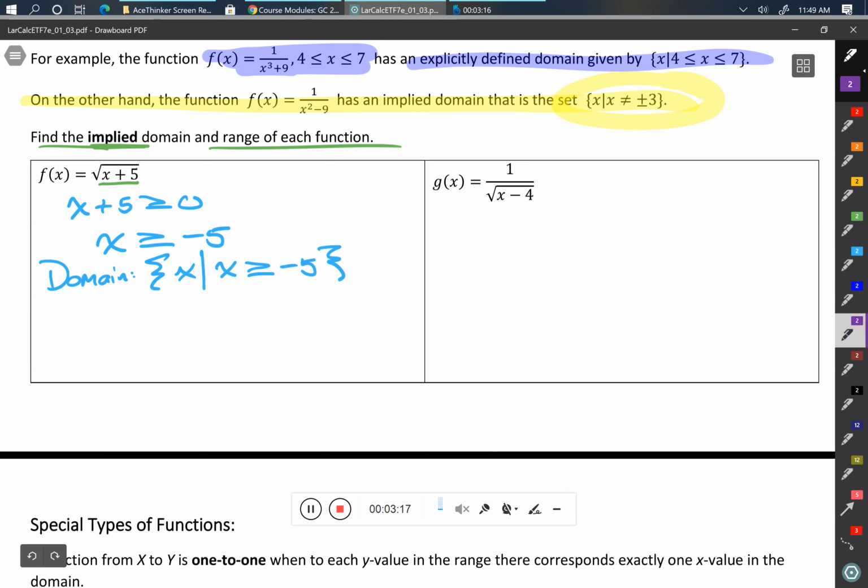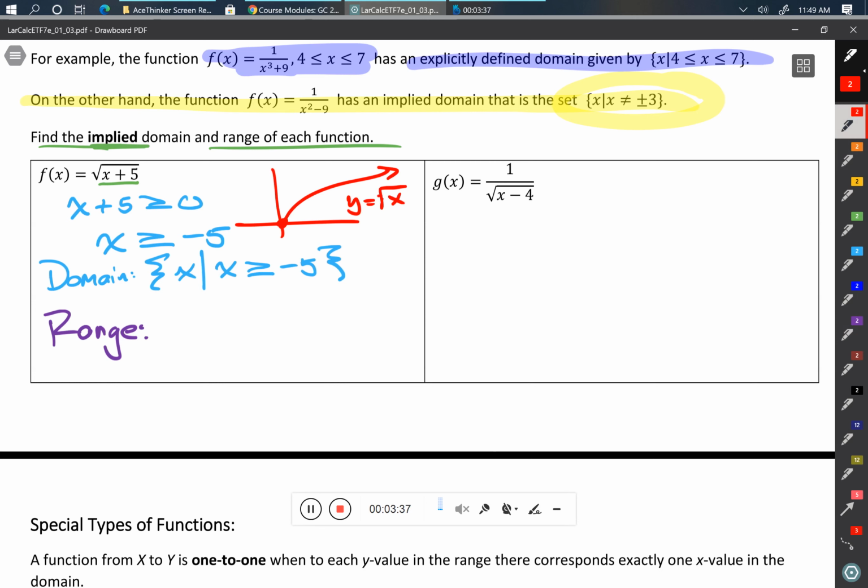It also asked me to find the range of this thing. So what is the range of this thing? Well, I remember from my algebra that the plain old square root function looked like that, right? That was just y equals square root x. And so how is this one related to that one?